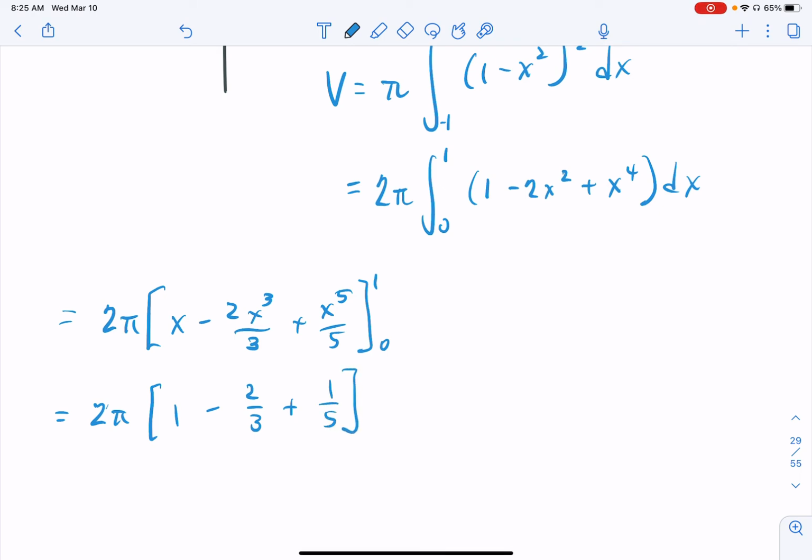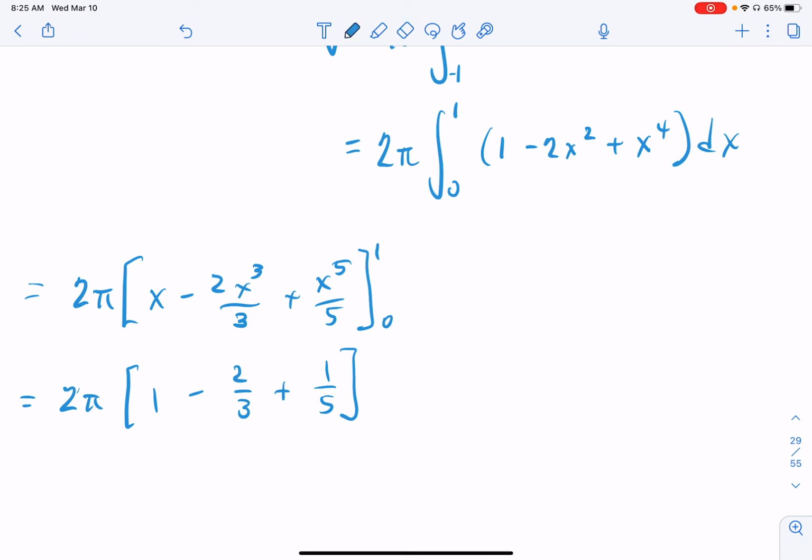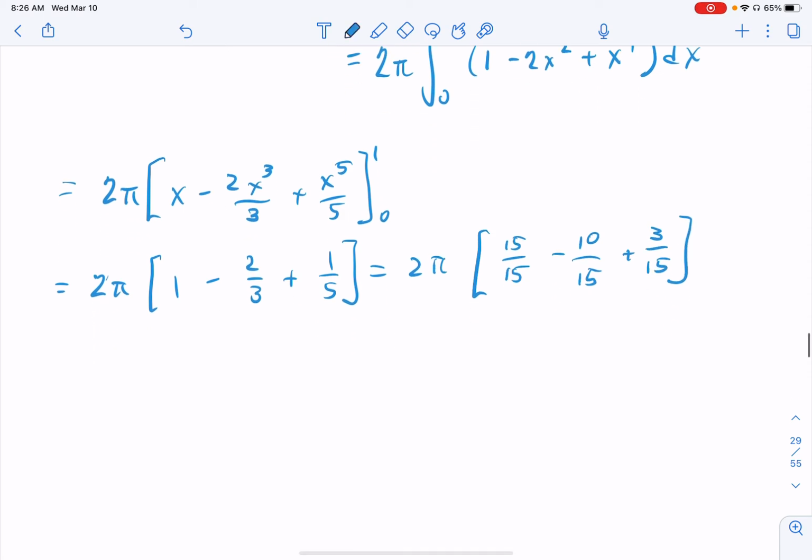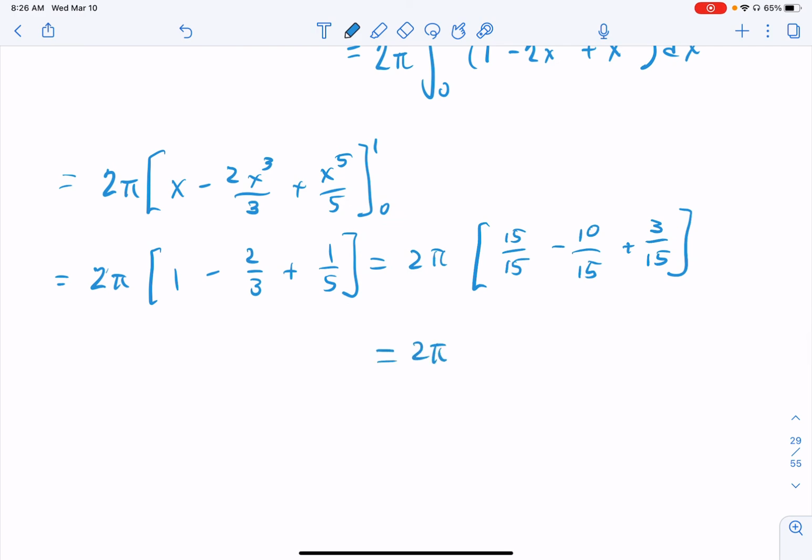Okay, so I'll just get a common denominator of 15. So this would be 15 over 15 minus 10 over 15, and then plus 3 over 15. That would be 15 minus 10 gives us a 5, plus 3 more is 8/15. Multiply that times the 2 pi gives us 16 pi over 15, and then throw in our units cubed.